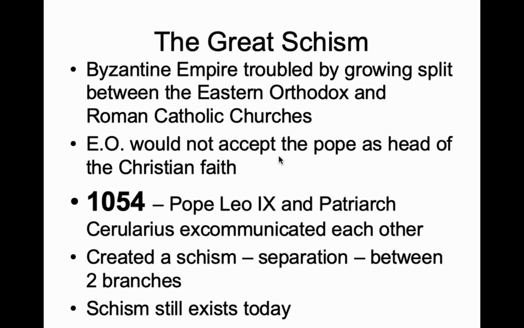The Byzantine Empire is troubled by the split between the Eastern Orthodox and Roman Catholic Church. The Eastern Orthodox said, "We are not accepting your Pope as the head of our church. We don't accept him. We like this other guy even better." So in 1054, we have our first real split in our one church. And now we're going to be two churches. We are going to be now what's known as the Roman Catholic Church and the Eastern Orthodox Church. And it is called the Great Schism.